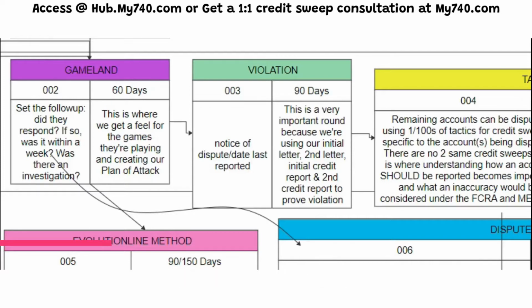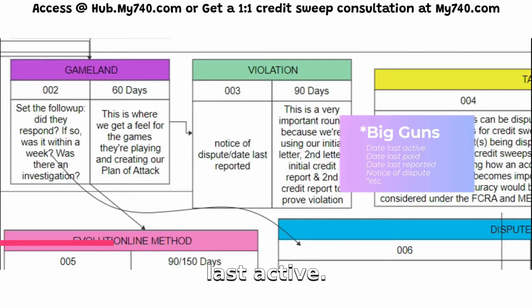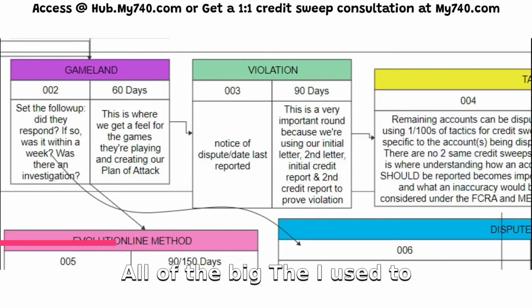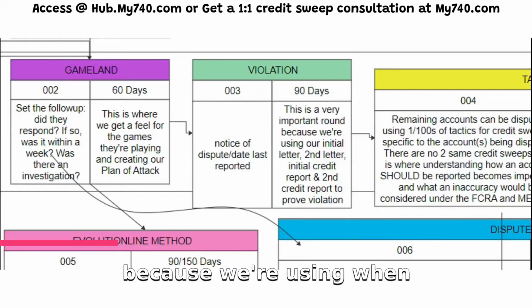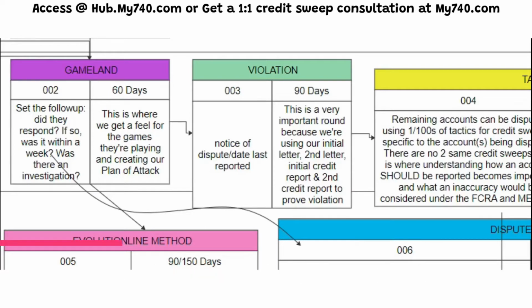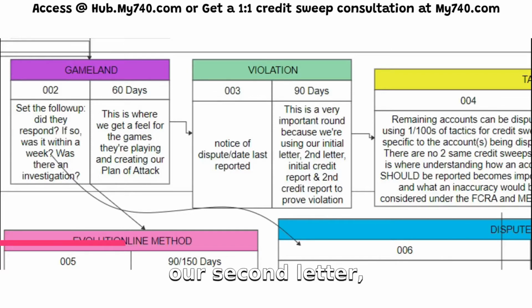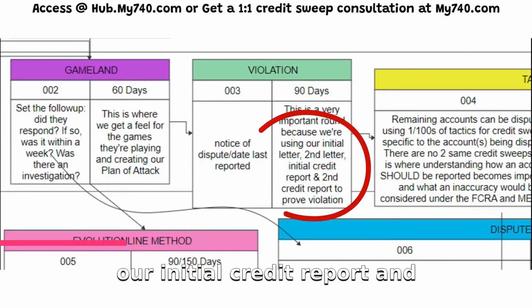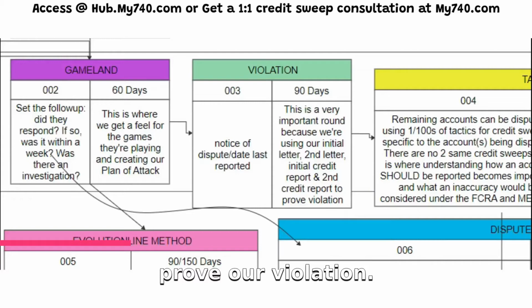All the big guns, right? Date last reported, the notice of dispute, the date last active, the date last paid, so on and so forth. All of the big guns that I use to remove very difficult accounts, all right? So this is an important round because we're using, pay attention to this, okay? We're not just sending our dispute letter. A lot of people think you just send a dispute letter. No, this is important because we're using our initial letter, our second letter, our initial credit report, and our second credit report, just the pages that are relevant to our accounts, to prove our violation, okay?